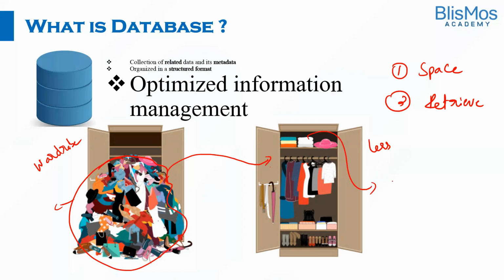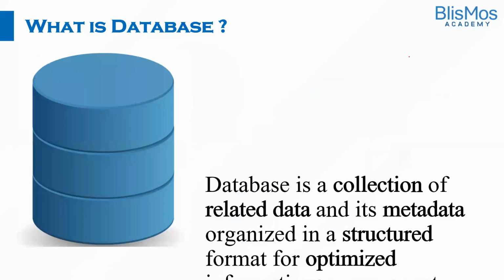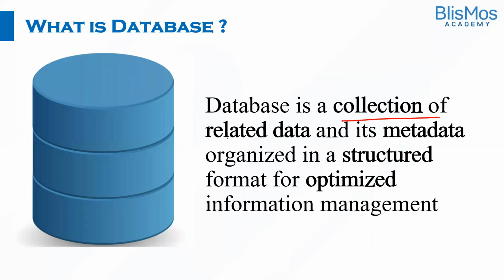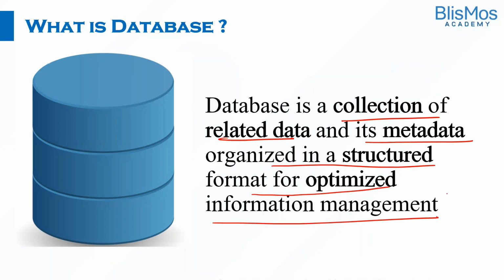Data in a database is also the same. As we discussed, we are not storing the data for the heck of it. We are storing the data to use it in the future, to derive the patterns. In order to do that, we should store the data in such a way that it takes less space and it is easy to retrieve. That is called optimized information management. So database is a collection of related data and its metadata organized in a structured format for optimized information management.